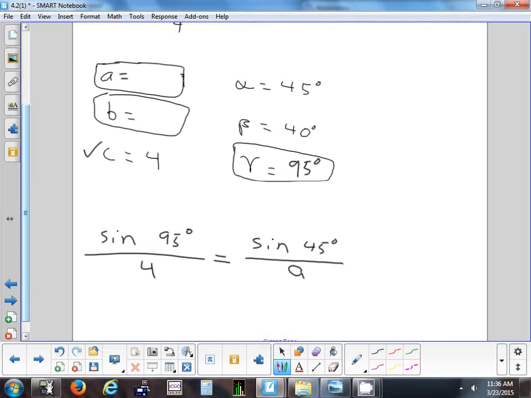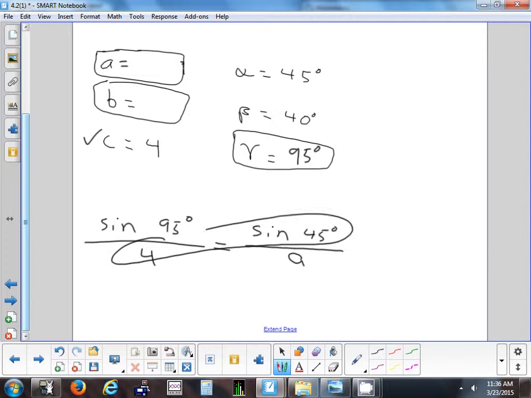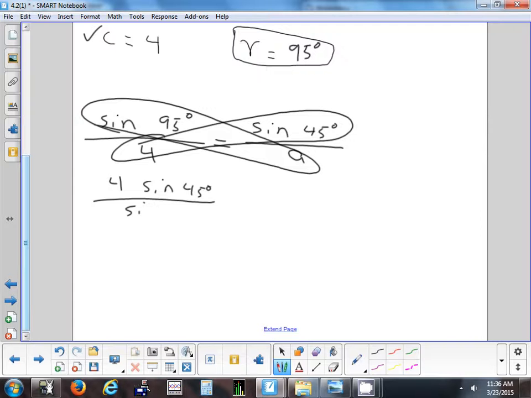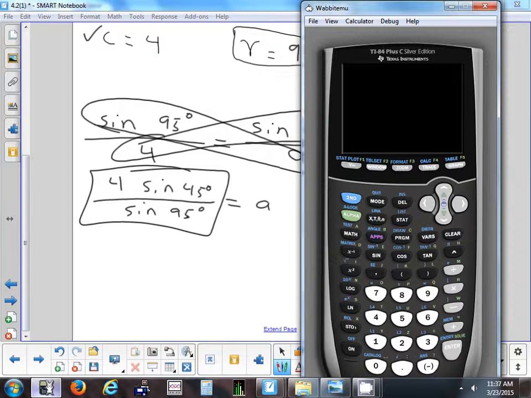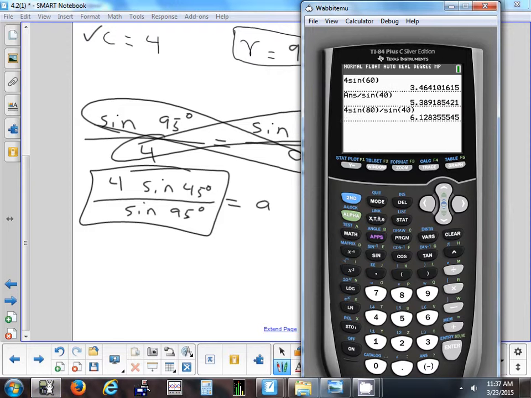And now we're just going to cross multiply to solve it. So we get 4 times the sine of 45. That would equal A times the sine of 95. But then I'm going to have to divide everything by sine 95. Okay. Now we just plug it in and round it off. Any question on that? These two types, the one we just did and the one we're doing now, they're very straightforward. Same thing every time.